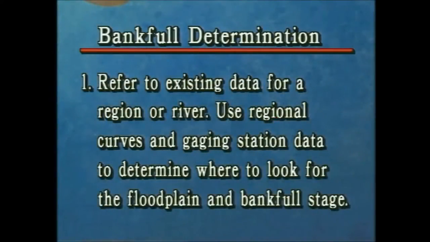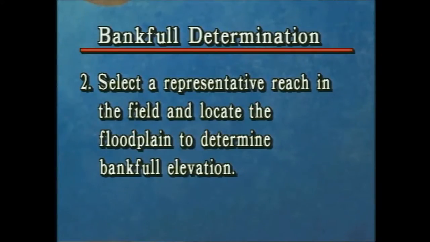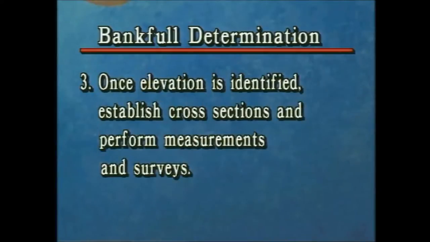The first step in a systematic approach to Bankfull determination is to refer to any existing data that may be available for a region or specific river. Information, including regional curves and gauging station data, can be used to determine where to look for the floodplain and Bankfull stage. A second step is to select a representative reach of the river in the field and locate the river's floodplain to determine a consistent Bankfull elevation along the reach. Once a consistent Bankfull elevation has been identified, cross-sections can be established along the reach and various measurements and surveys can be performed. In many places, the Bankfull stage is not easy to identify in the field.